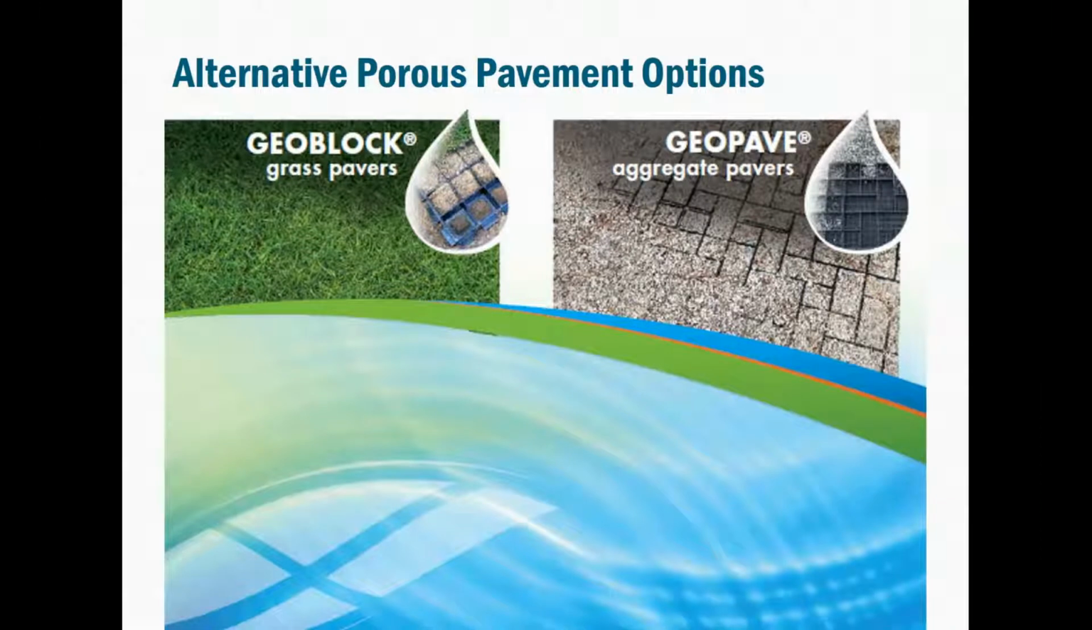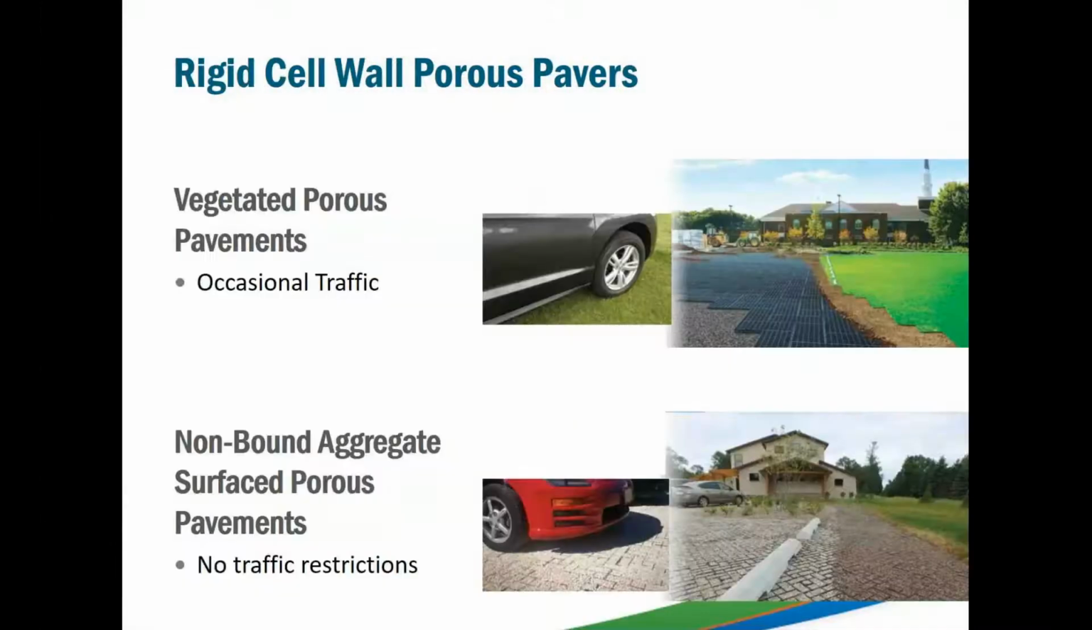So here at Presto Geosystems, we offer 2 different types of porous pavement systems. Instead of adaptations of existing pavements, our solutions are designed from the ground up to function as porous pavement and to manage your stormwater runoff. The first is a vegetated porous pavement system.